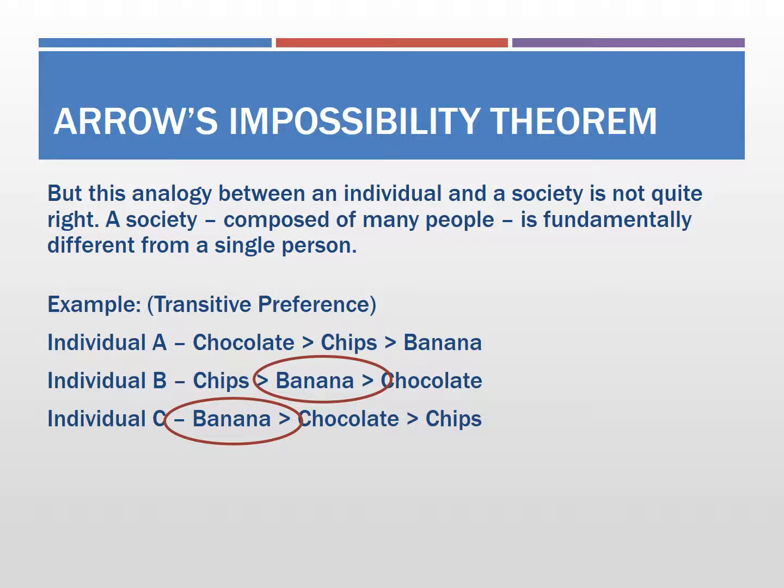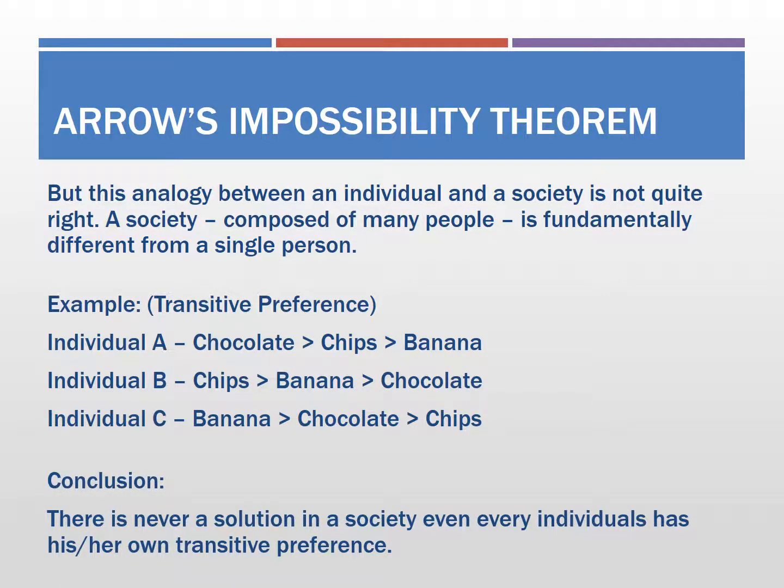So now it becomes a weird problem, because it gets into a loop: two individuals prefer one thing over another, but the same is true for other products, where two individuals prefer another product over the third person's choice. This loop will never end because there is no superior choice we can clearly find in this society, even though every single individual has a very clear transitive preference. So the conclusion to this dilemma is that there is never a solution in the society, even though every single individual has his or her own transitive preference.